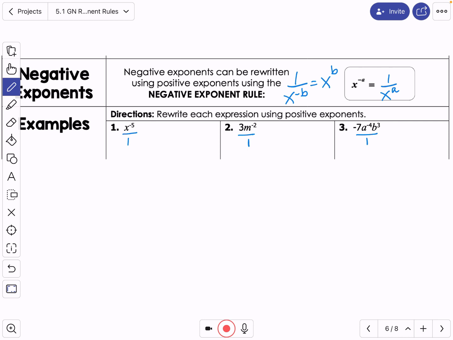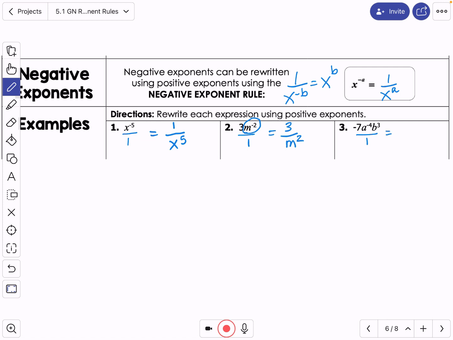All right, so our first example is just x raised to the minus 5. That tells me I just need to flip it and put that on the bottom and turn it into positive. So I have 1 over x raised to the positive 5. 3m to the minus 2 becomes, we're not going to flip 3, so it stays up top. We're only changing the exponent part, which is here. And so when it goes to the bottom, it becomes m to the plus 2.